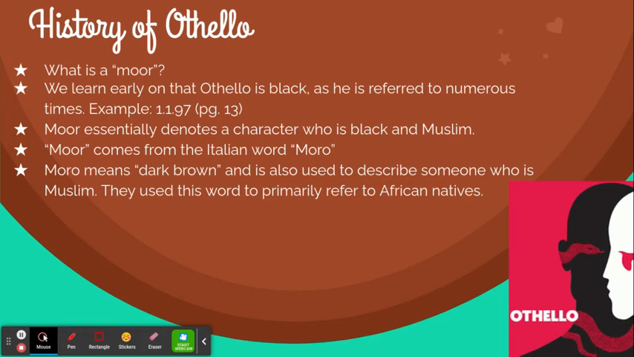So a Moor is essentially denoting a character who is black, and it comes from the Italian word moro, which is what is in the original text by Cynthia. So Moro in Italian means dark brown and is also used to describe someone who is Muslim. They use this word to primarily refer to African natives. And so during the Middle Ages, the term Moors was predominantly applied to the Muslim inhabitants of the Iberian Peninsula, Sicily, Sardinia, and several other places in that area.